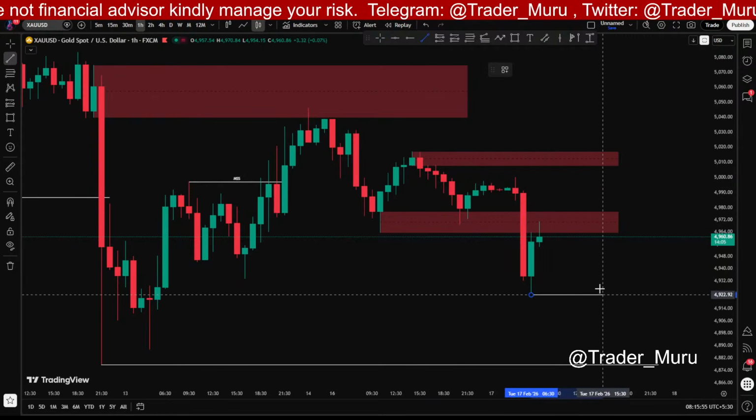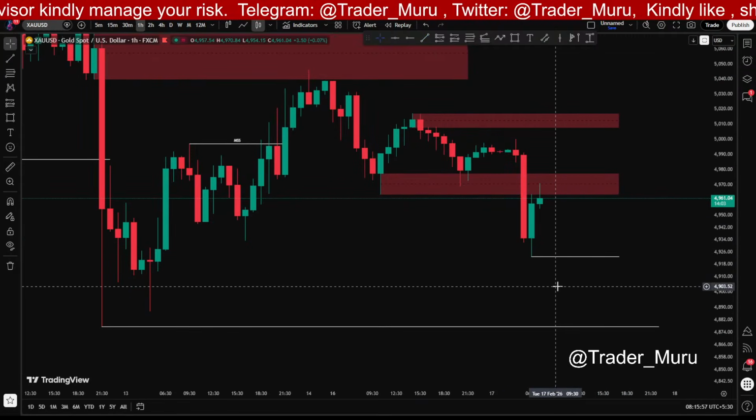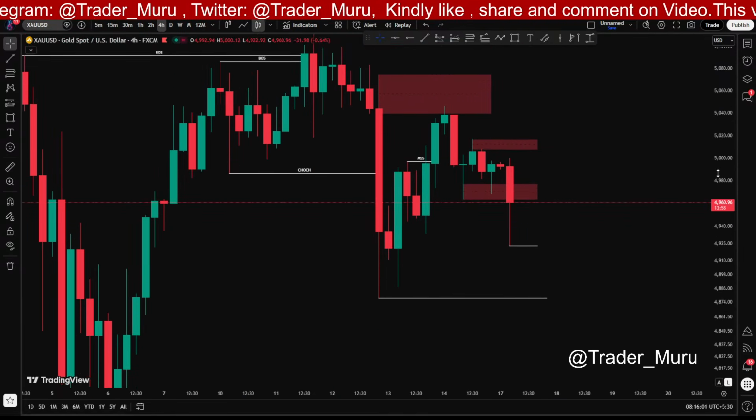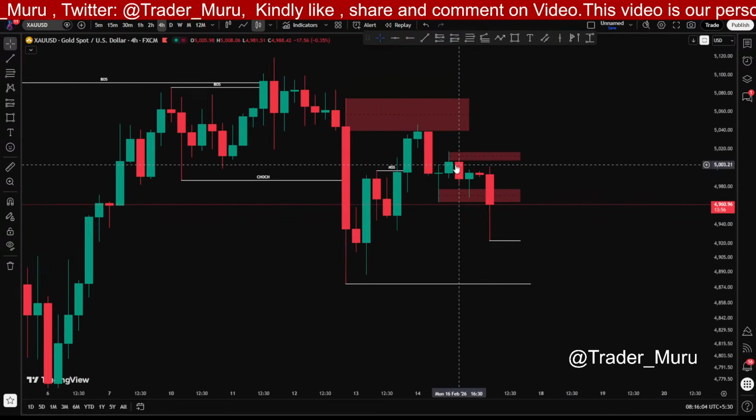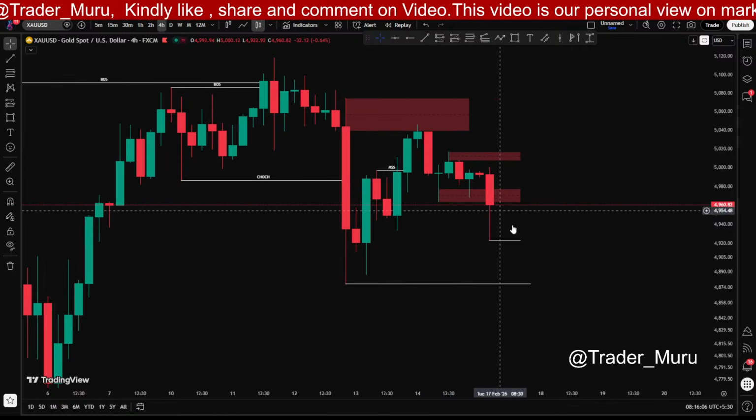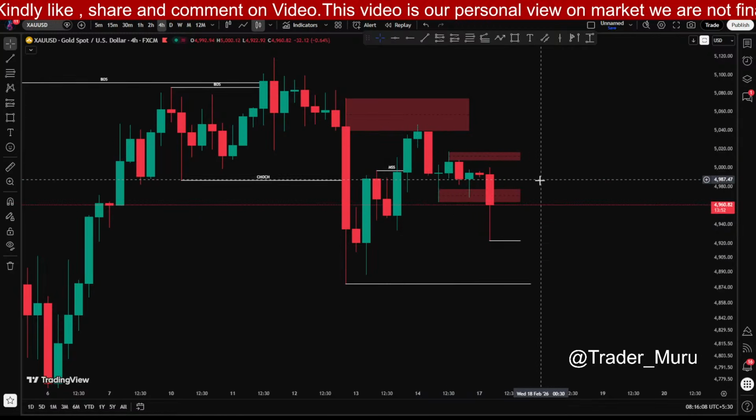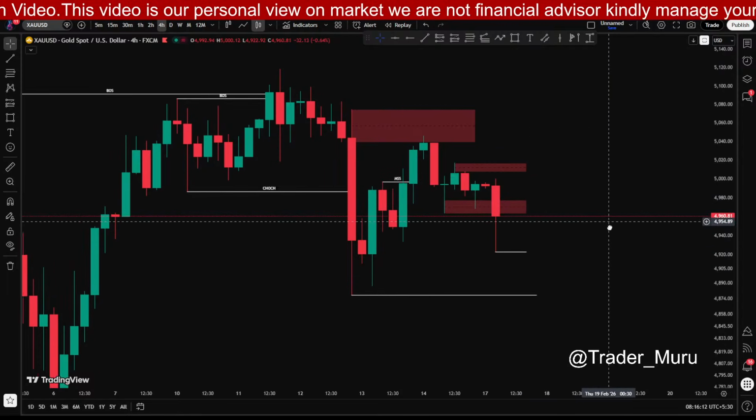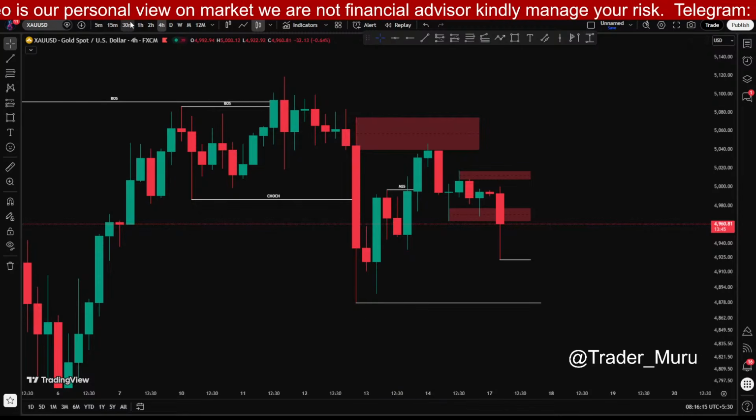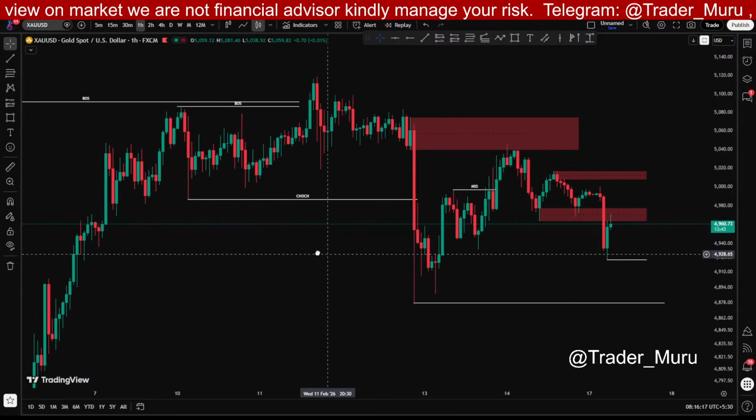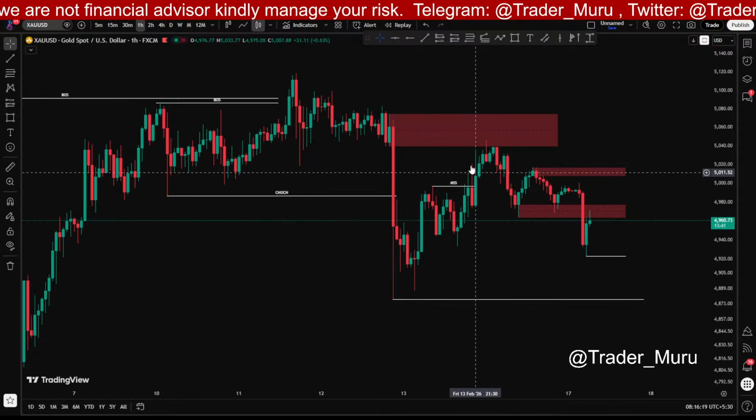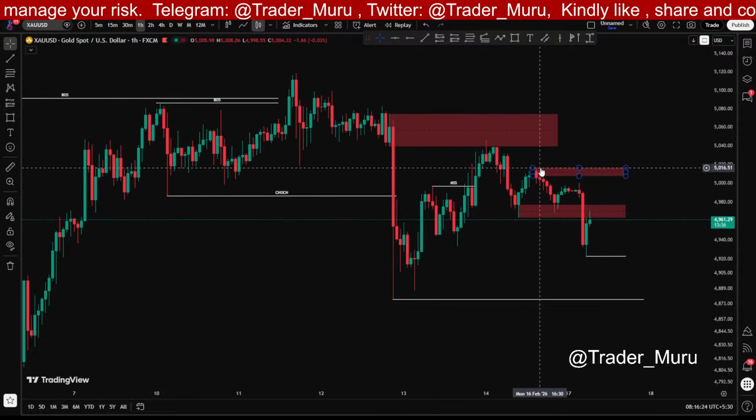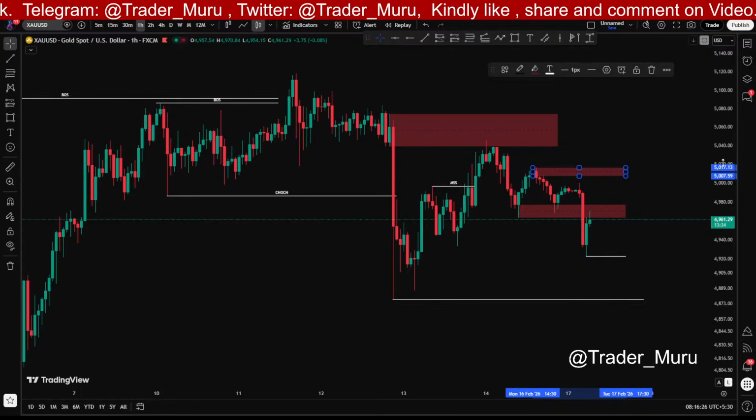Your target should be this low, and then we have the 4 hour time frame. In 4 hour there are only 3 waves right now, 1, 2 and 3. We know we need one more drop, then retracement and again a drop. So according to the 1 hour time frame, gold is still bearish until we have a break above 5017.